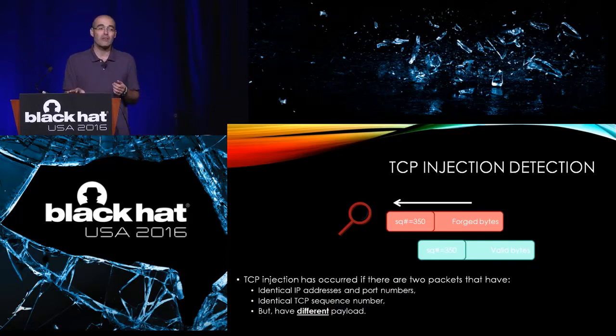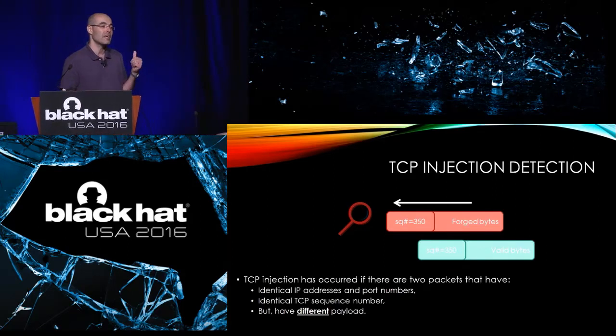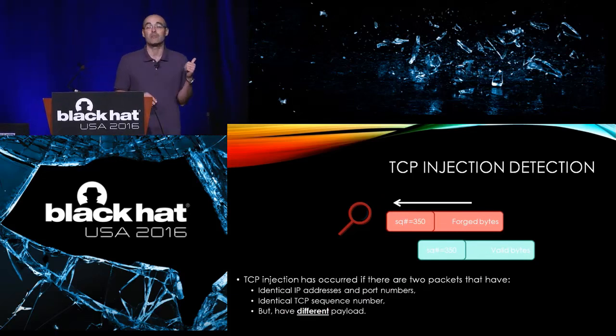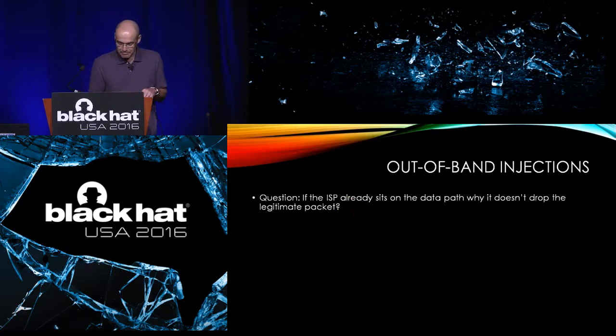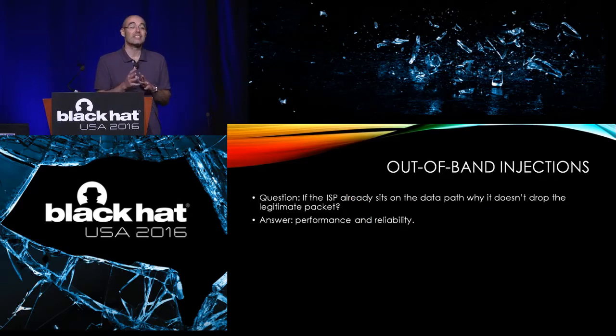Now, as you can see here, we are able to identify a TCP injection simply because the injector did not drop the legitimate packet. This is why we can do it. So probably most of you now ask yourselves, why the heck wouldn't the injector drop the legitimate packet? It would make our life a lot harder to identify those injections. And the answer is simply performance and reliability.